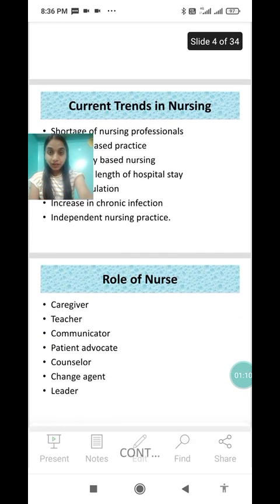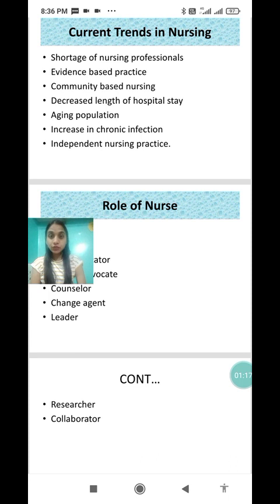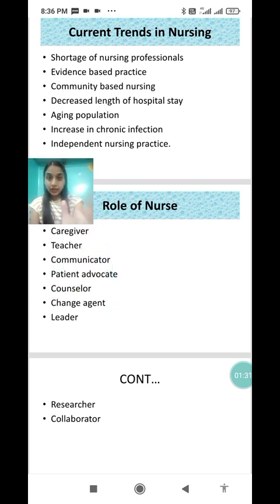Next is the current trends of nursing. First trend is shortage of nursing professions. Second, evidence-based practices. The care that we provide the patient is based on evidence. Community-based nursing, decreased length of hospital stay, aging population, increase in chronic infection, and last one is the independent nursing practices. So these all are the trends in nursing.